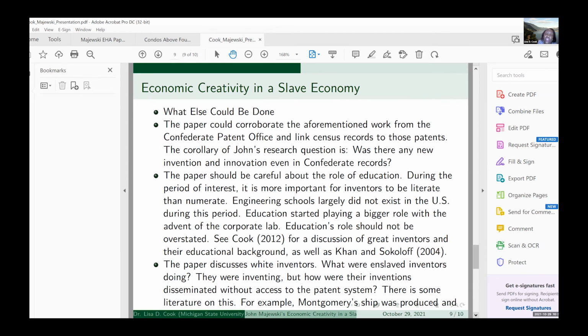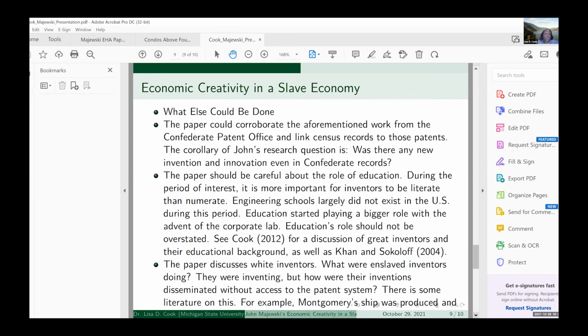It's been a long time since I tried to do this, and I think that these records are probably digitized by now. But I think that this would be an interesting addition to the paper and would be useful for completeness. The paper, I think, should be careful about the role of education. During the period of interest, it is more important for inventors to be numerate than literate. They needed to show that they could do calculations, and they weren't necessarily literate. Education started playing a bigger role with the advent of the corporate lab, which came into being in the late 1800s and early 1900s. For a discussion of great inventors and their educational background, for example, you could see Cook 2012 or Kahn and Sokoloff 2004.